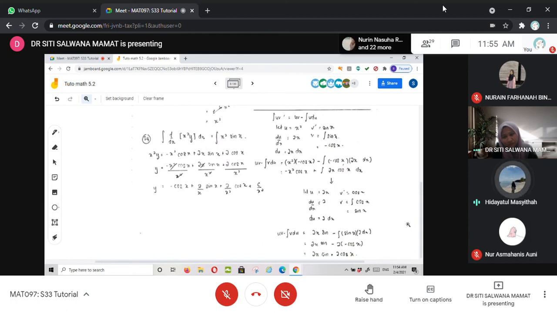So kita bawa masuk balik dalam step 4 kita. Kita akan dapat x square y equal to negative x square cos x plus 2x sin x plus 2 cos x. So kita nak dapat the final answer. Kita nak y saja, so y equal to negative cos x plus 2 over x sin x plus 2 over x square cos x plus c over x square.